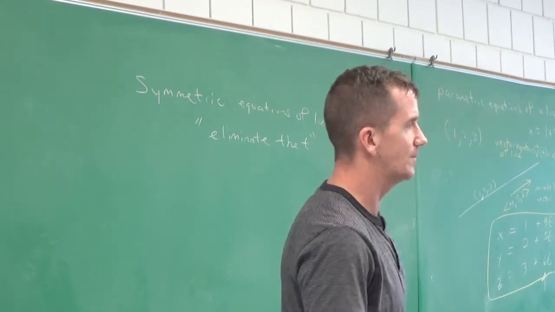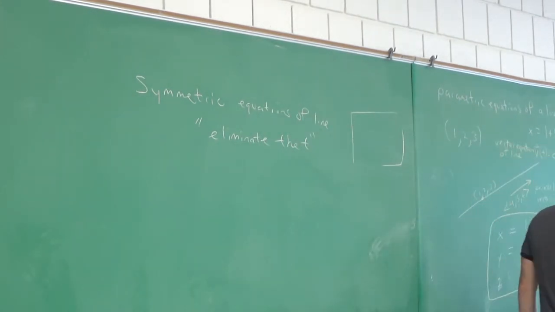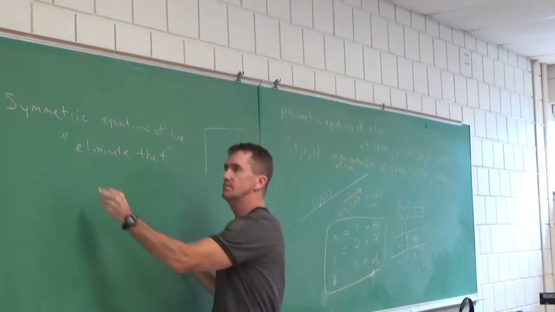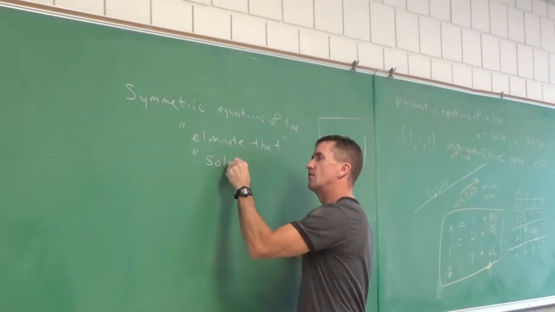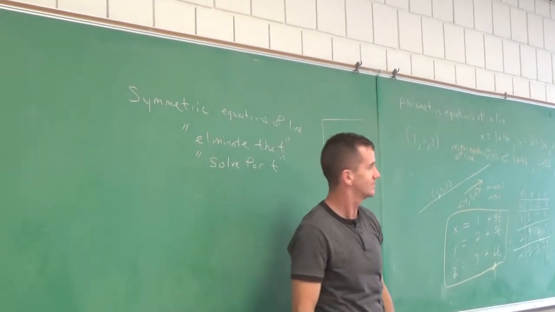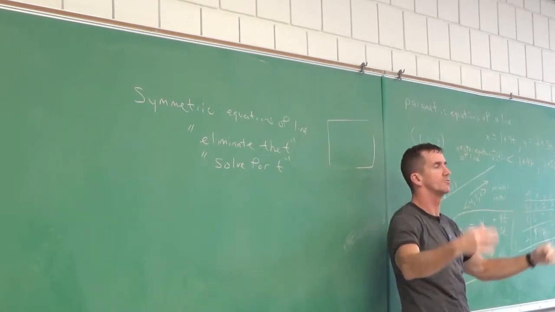Can you do it? Oh yeah, but it looks funny. Here's what we've got to do. If I'm going to eliminate the t, I need you to solve for t. I'm going to solve for t in each case and set them equal to each other. That's all I'm going to do. Solve for t, solve for t, solve for t, and set them all equal to each other.